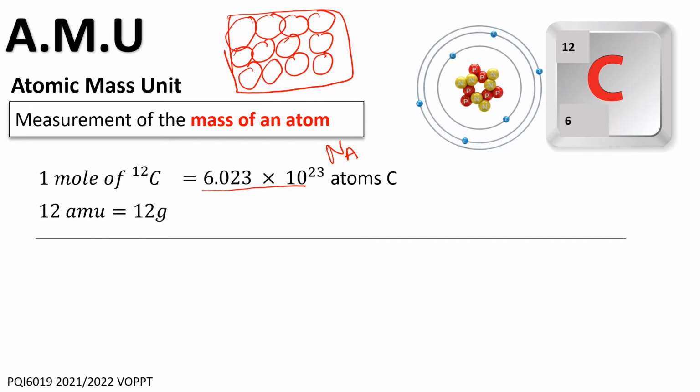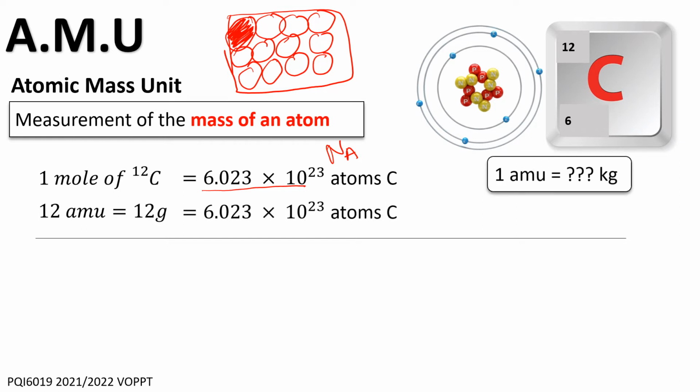So we want to know 1 AMU. 1 AMU is equal to how many kilograms? Okay. So, what we should do is first, we want to know 1 AMU. In 1 AMU of carbon, it is 1 over 12. 1 AMU is equal to 1 over 12 of carbon, right? 1 carbon.